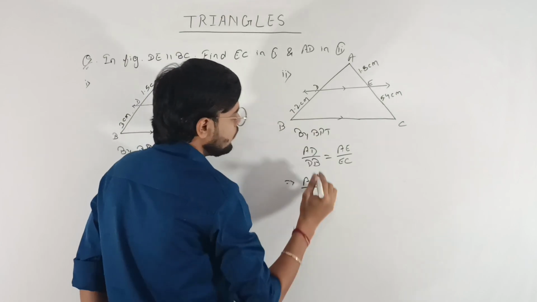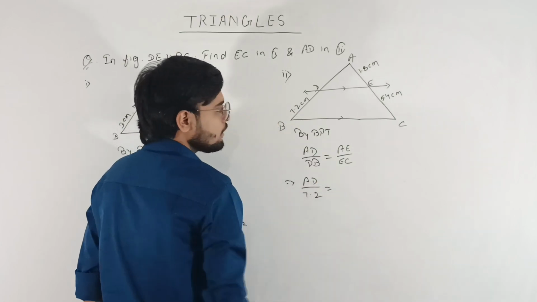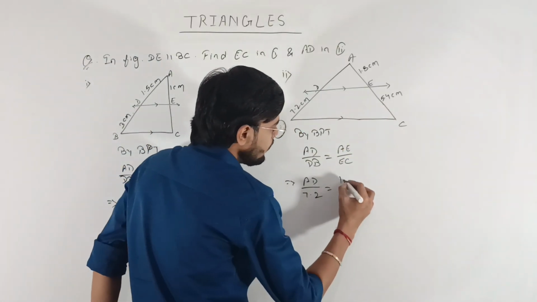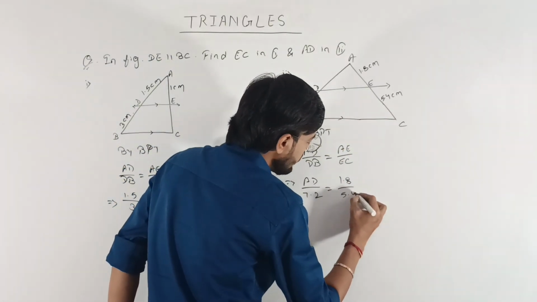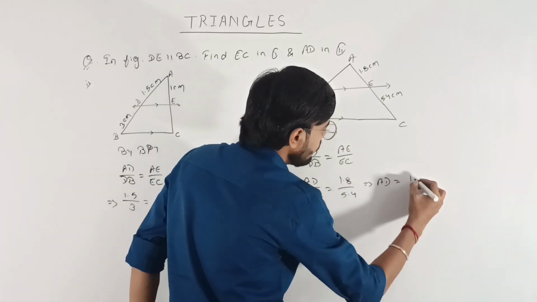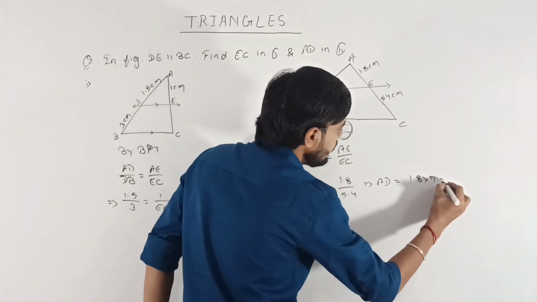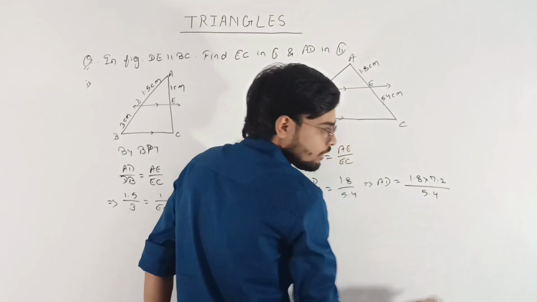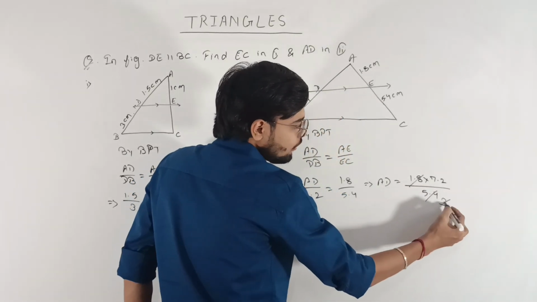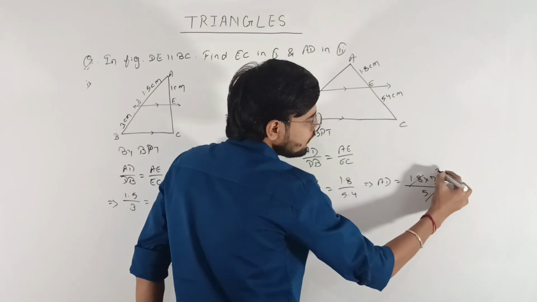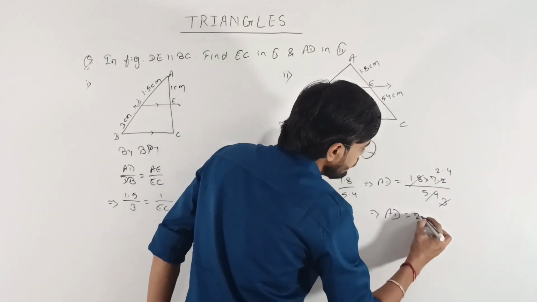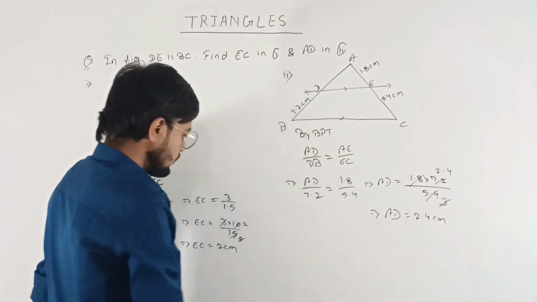Now DB is what? 7.2 centimeter. 7.2 is equal to AE is what? 1.8 and EC is 5.4. So 1.8 upon 5.4. So now from here AD is what? AD is 1.8 into 7.2 upon 5.4. Now 1.8 into 3, that is 5.4. Now from 3, 7.2 is cancelled out. 3 to 6 points, 3 4 12. So in second figure AD is 2.4 centimeter.